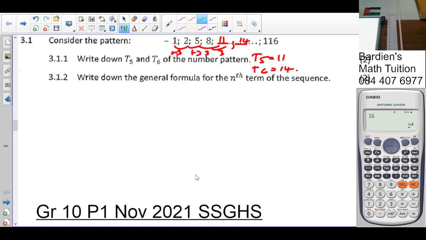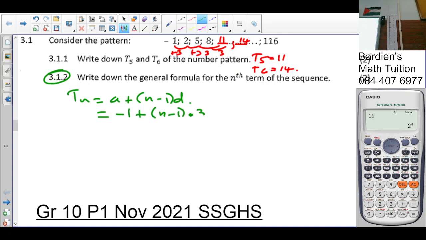Write down the general formula for the nth term of the sequence. So the general formula follows the formula Tn is equal to a plus n minus 1 d. What's your a value? The first term? Negative 1 plus n minus 1 times 3. Get rid of the bracket. Negative 1 plus 3n minus 3. 3n minus 4. The general formula is 3n minus 4.